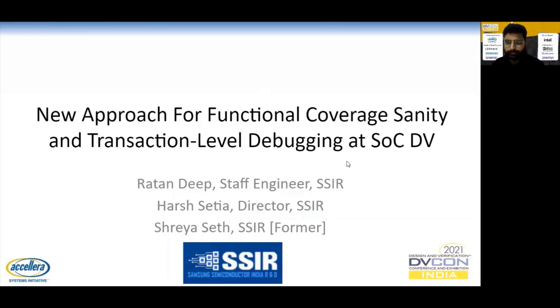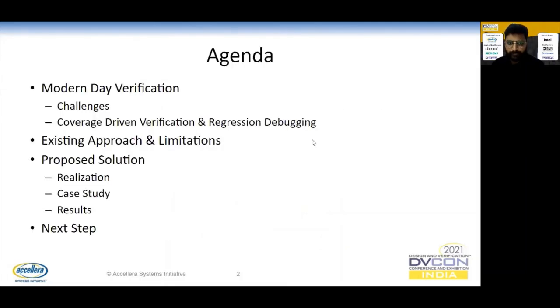So before moving on to the main part, let me talk about the agenda. We will look at modern day verification, DV techniques being used and related challenges. And then we will have a look at the existing solutions, followed by the solution which we are proposing, some data from deployment and results, and next step for future.